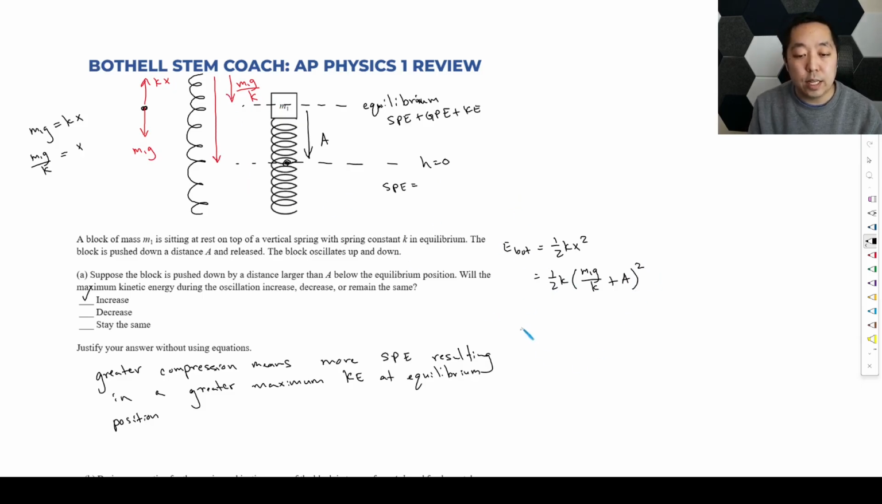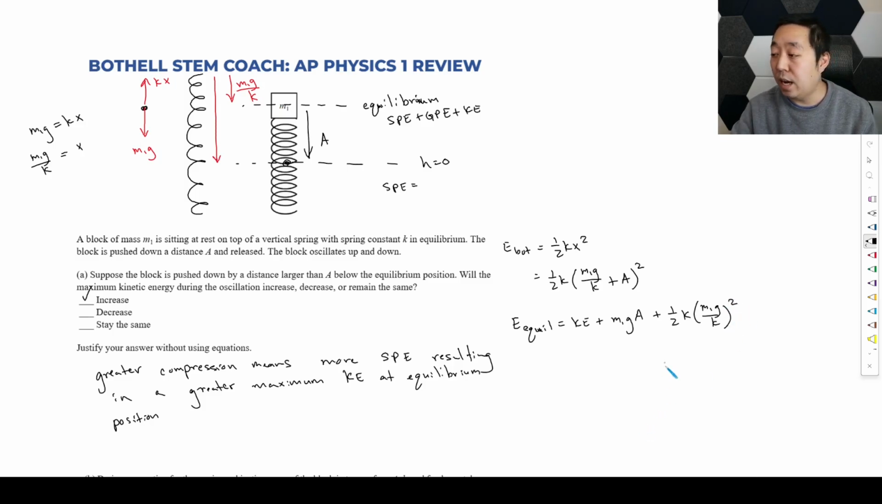Now the energy at the top, at the equilibrium position, we're going to have the kinetic energy. That's what we want to solve for, the maximum kinetic energy. We have gravitational potential energy because we're located A above the h equals 0. So that's M1gA. And we're also compressed some, so we have some spring potential energy, 1/2 k, and how much we are compressed from the relaxed length at this point is M1g over k, squared.